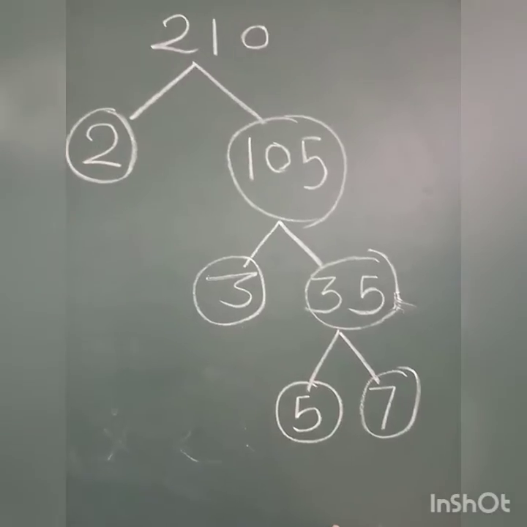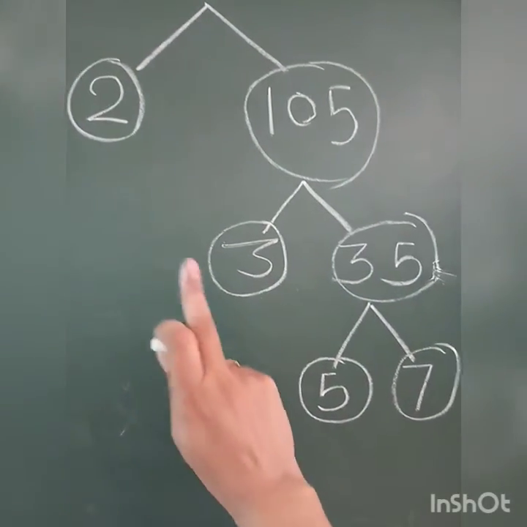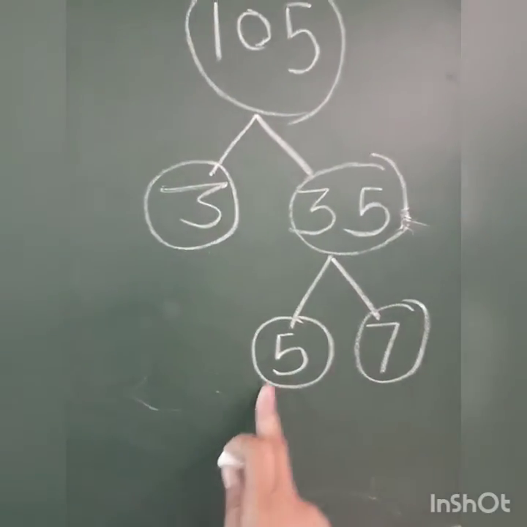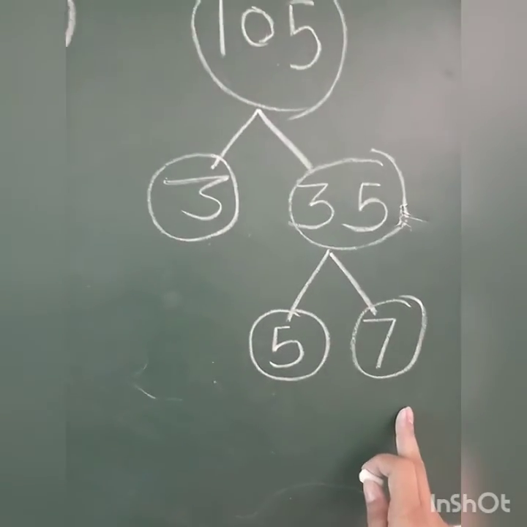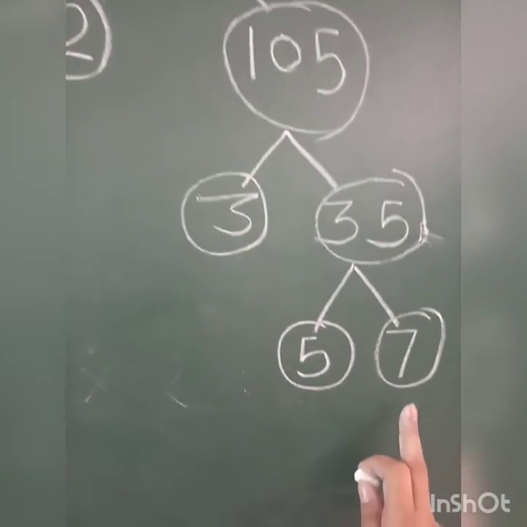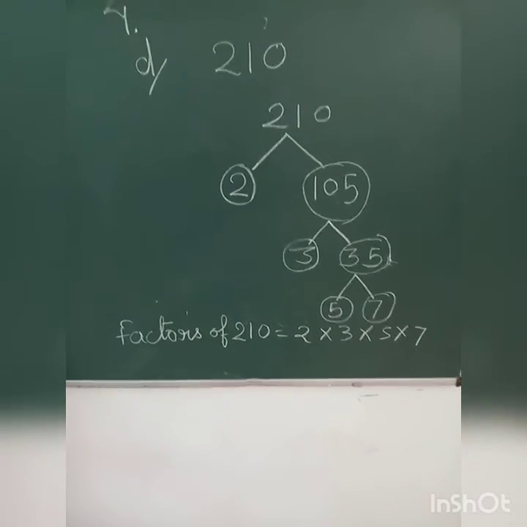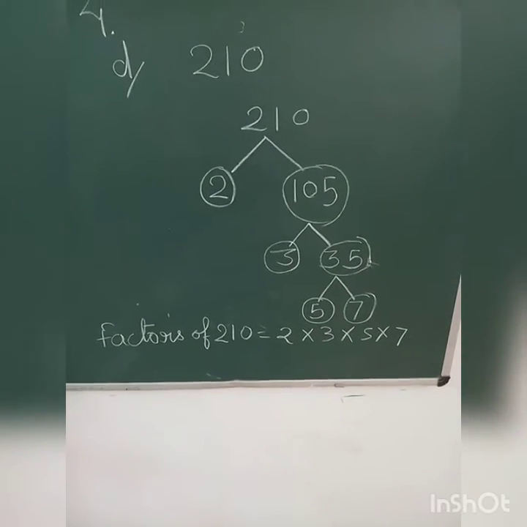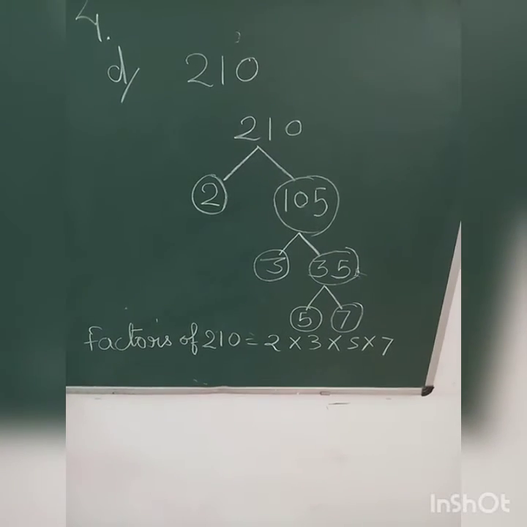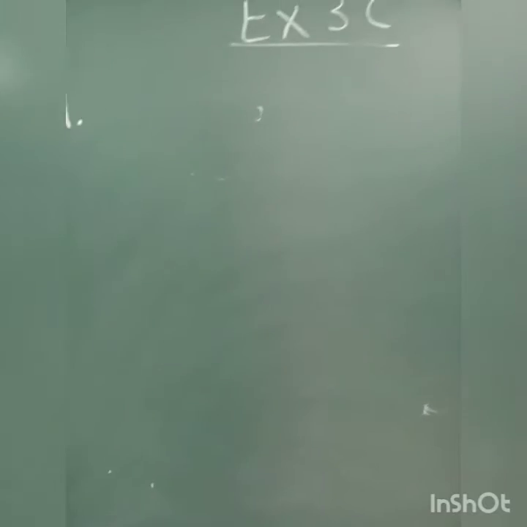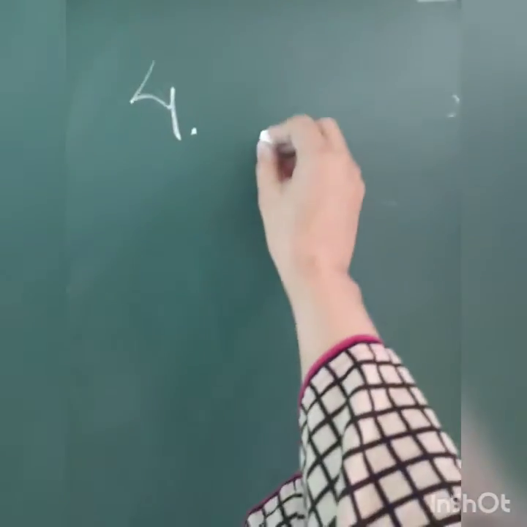Now in the last you see here is 2, a prime number, here is 3, a prime number, here is 5, a prime number, and number 7 is also a prime number. Now we can write the factors of 210. Factors of 210 is equal to 2 multiply 3 multiply 5 multiply 7. Now I am solving here one more question, that is F.